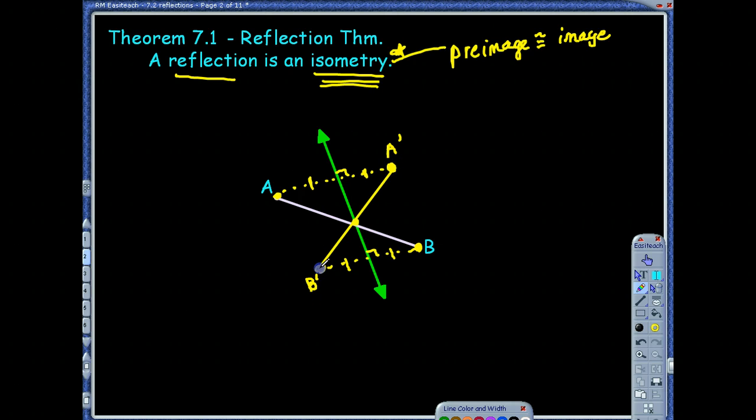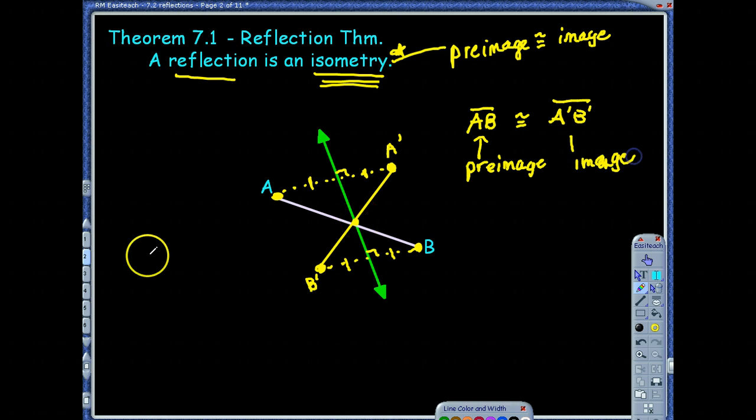So basically, in the end, with this theorem, segment AB, which is your pre-image, ends up being congruent to, how would I write this? A prime, B prime. Don't write AB prime, because then you're saying A, B prime, which is this segment right here. So how you name it does matter. Segment A prime B prime is congruent to the original pre-image.